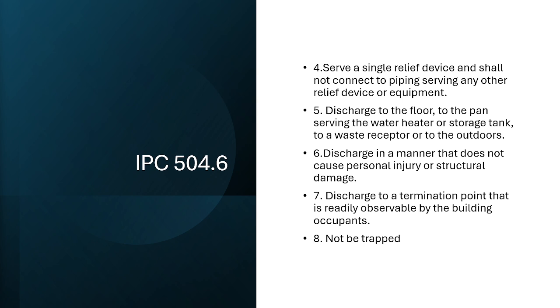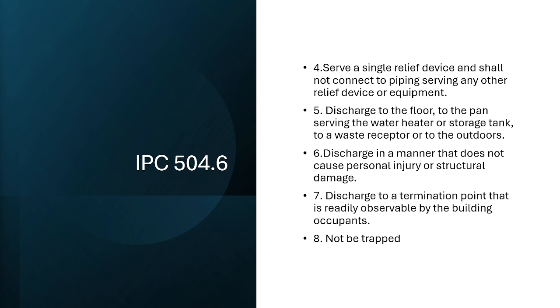All right, continuing on IPC 504.6. So we jumped ahead to cover point 10, but we're going to go back to point 4. Serve a single relief device and shall not connect to piping serving any other relief device or equipment. So that means that each water heater with a T&P valve has to have its own T&P piping. You can't tie it into another water heater if the home has two. You can't tie it into the discharge piping for the HVAC. It has to serve only the single relief device. So each water heater has to have its own discharge piping.